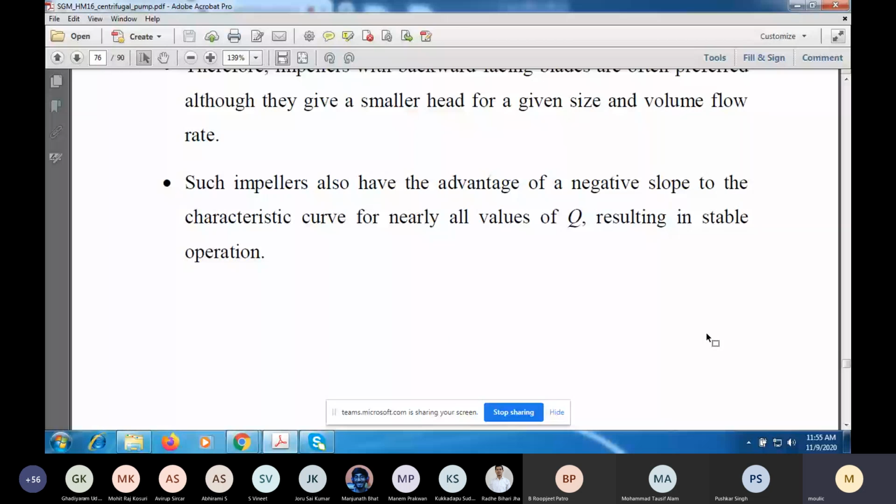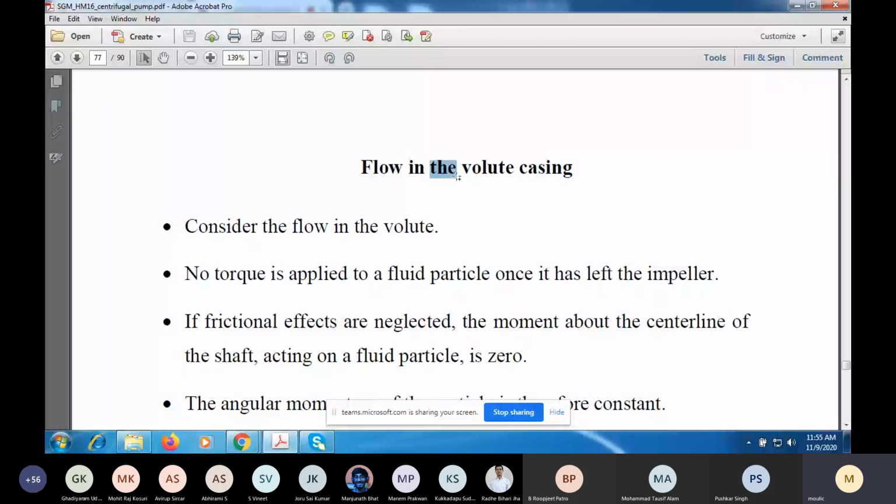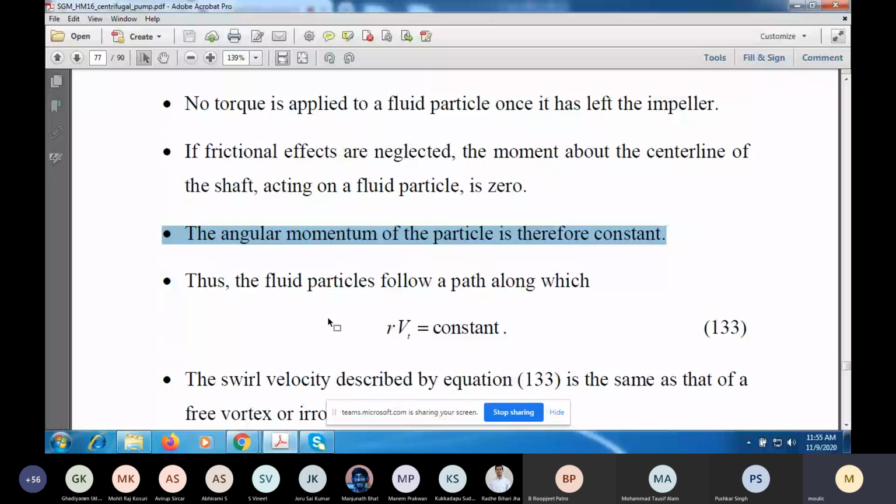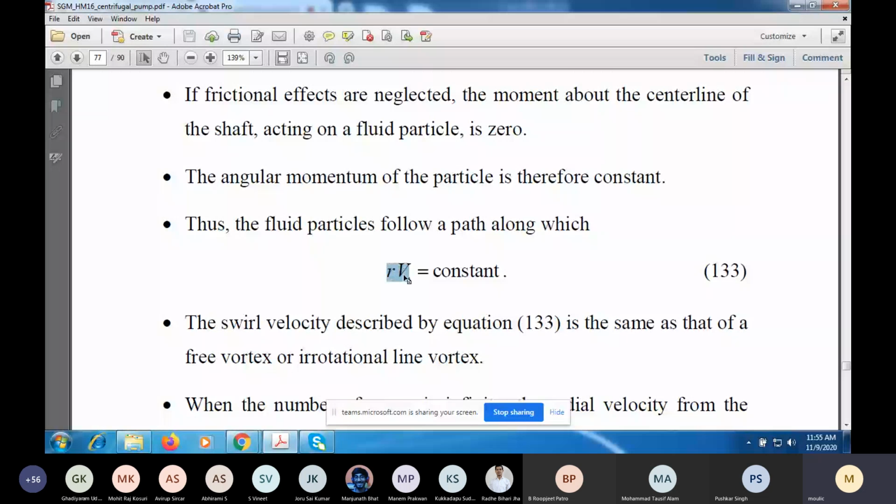Now let us look at the flow in the volute casing. Once the fluid has left the impeller, there is no torque on the fluid particle, except frictional torque, but we are using an inviscid model where there are no frictional effects. So in that case, the moment about the center line is 0. So if there is no moment acting on the fluid particle, its angular momentum will remain invariant with time. So r times the tangential velocity or swirl velocity in the volute will be a constant. This is the prediction of inviscid flow theory.